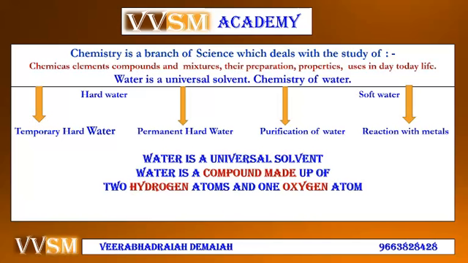Water is classified into hard water and soft water. Hard water is further divided into temporary hard water and permanent hard water. And water also can be purified by several methods. And water has its own action on metals, sometimes non-metals, and many other chemical reactions. Water is a universal solvent, as I told you.